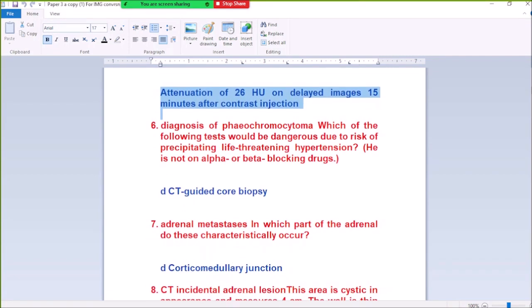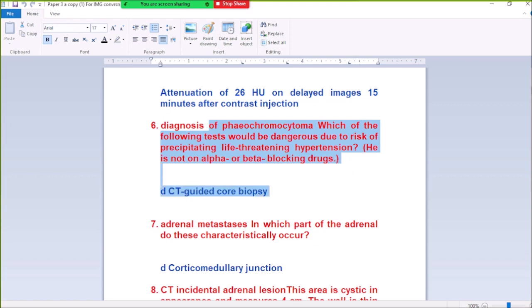Six: diagnosis of pheochromocytoma. Which of the following tests would be dangerous due to risk of precipitating life-threatening hypertension? He is not on alpha or beta blocking drugs. CT-guided biopsy. We do not do biopsy in pheochromocytoma.